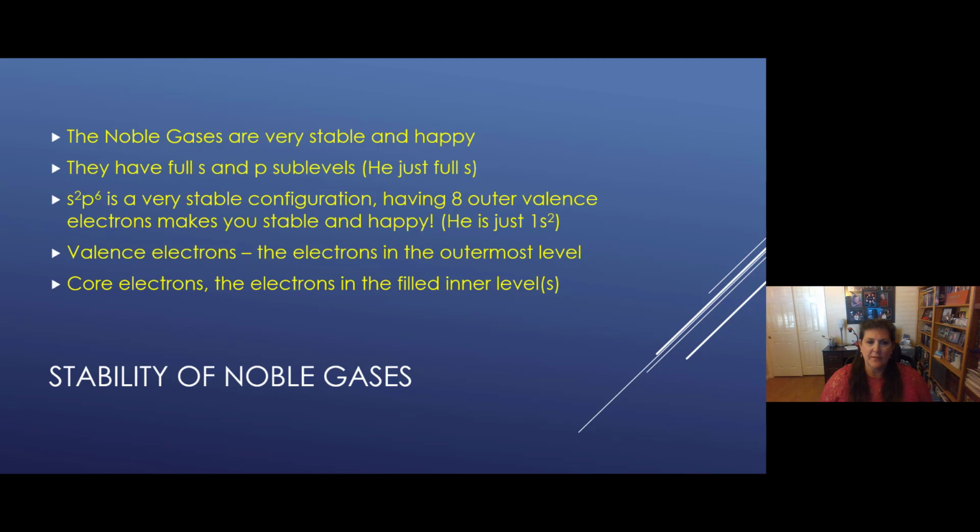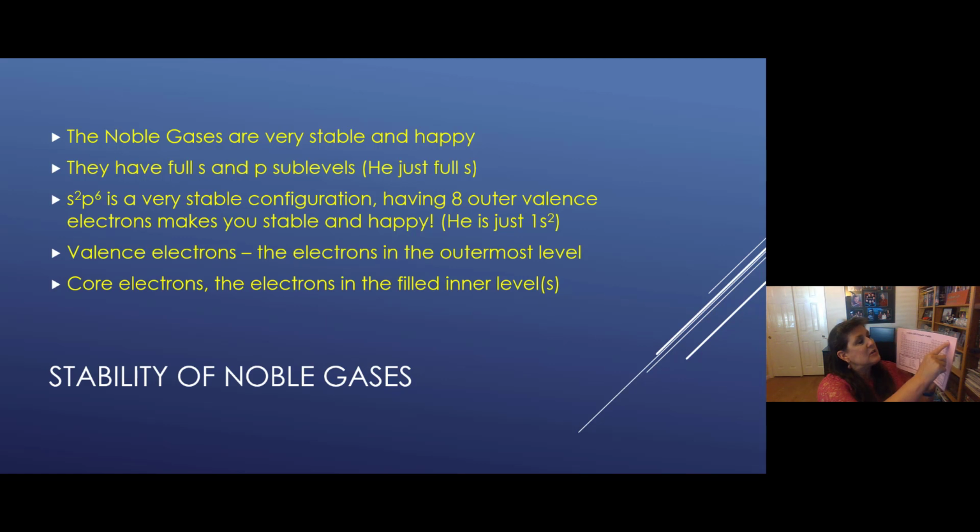Now, the noble gases, if we haven't mentioned it yet, are very stable. They do not react. They're inert. And so they're very stable, and I call them happy. They're happy little elements. The noble gases do not bond with other elements naturally. They're just very, very stable and low in energy and happy.